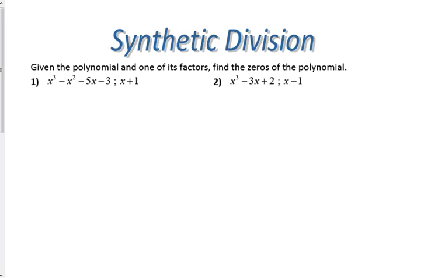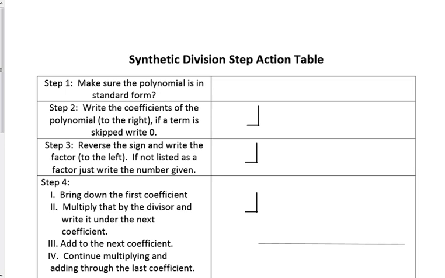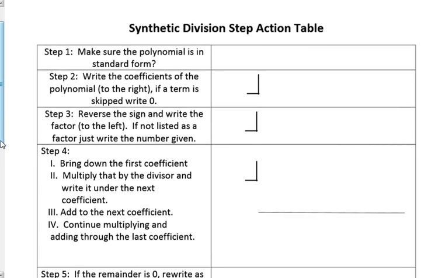If you flip the page, it says given the polynomial and one of its factors, find the zeros of the polynomial. So this is the problem we're going to do, but we're going to do it on the step action table. We're going to do it together. Our polynomial was x cubed minus x squared minus 5x minus 3. And then my factor was x plus 1.